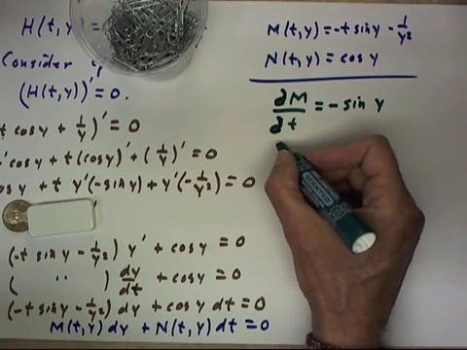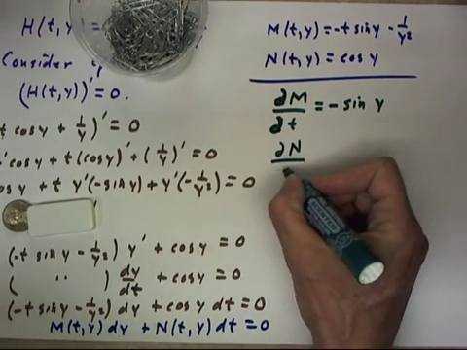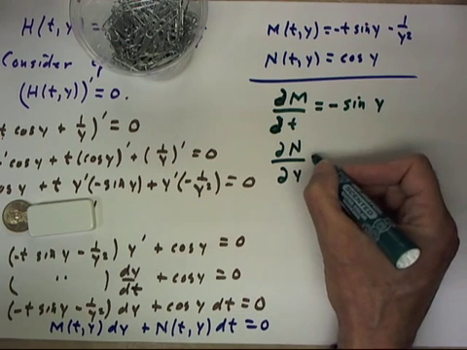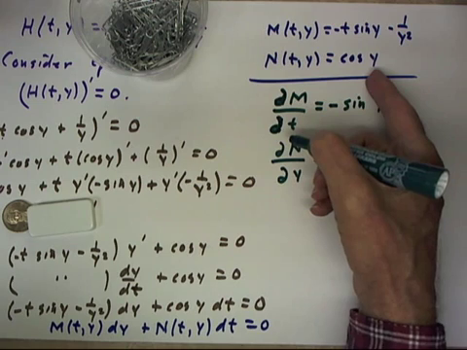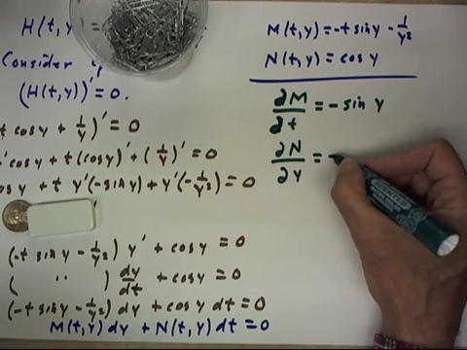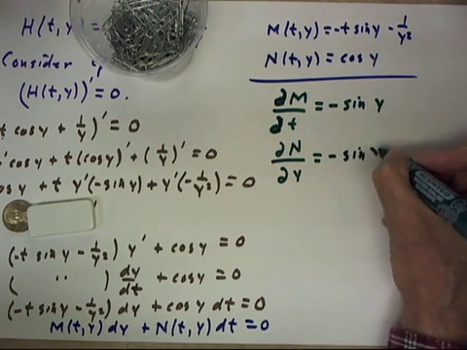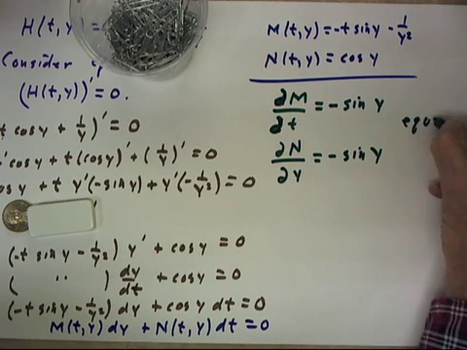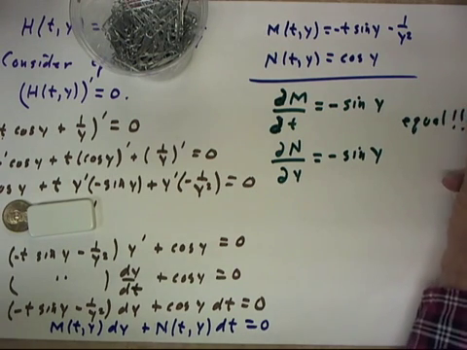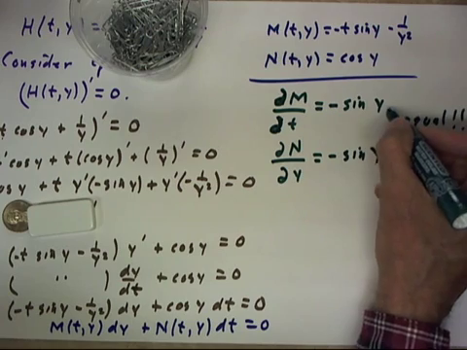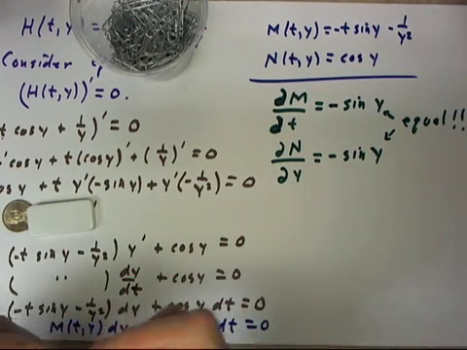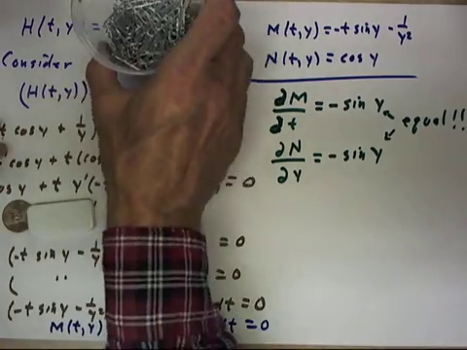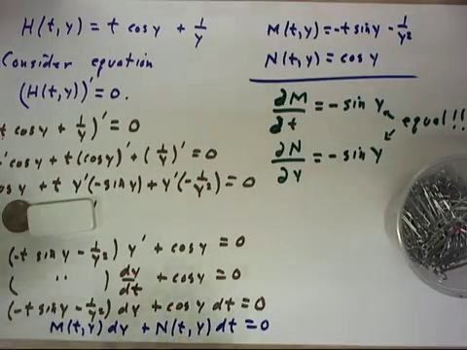Now, I want to also look at the partial of n with respect to y. What's the partial of n with respect to y? Well, the derivative of cosine y is negative sine y. These are equal. Now, that could have been predicted, but you might or might not have noticed why. So let's go back and trace this out again.